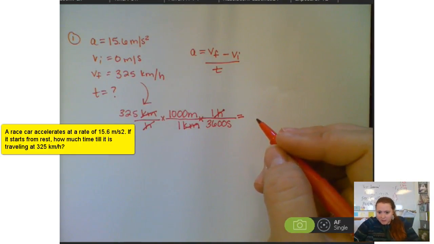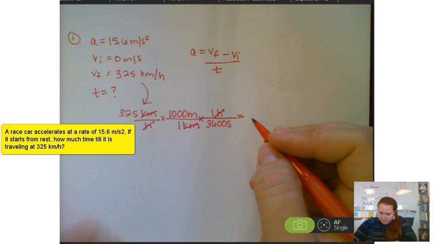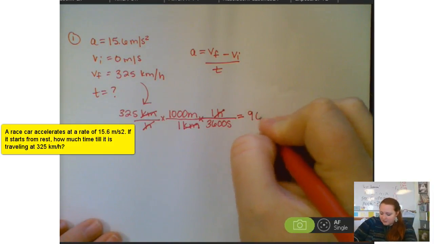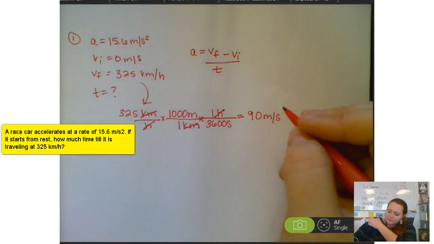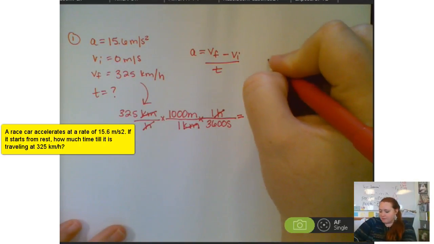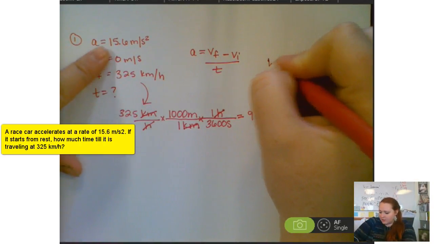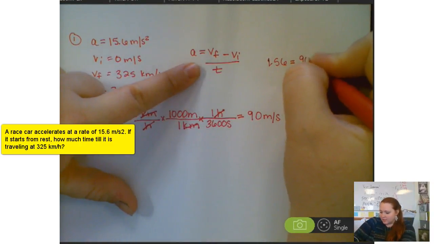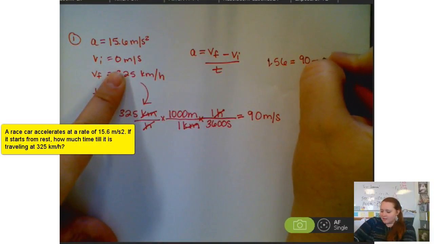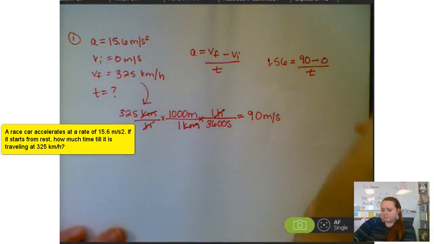So I'm going to do in my calculator here, 325 times 1,000 divided by 3,600. And I get a final velocity of 90.3, or I'm just going to leave it at 90 meters per second. So now let's plug stuff in. A is 15.6 equals VF, 90, minus VI, 0, over T.